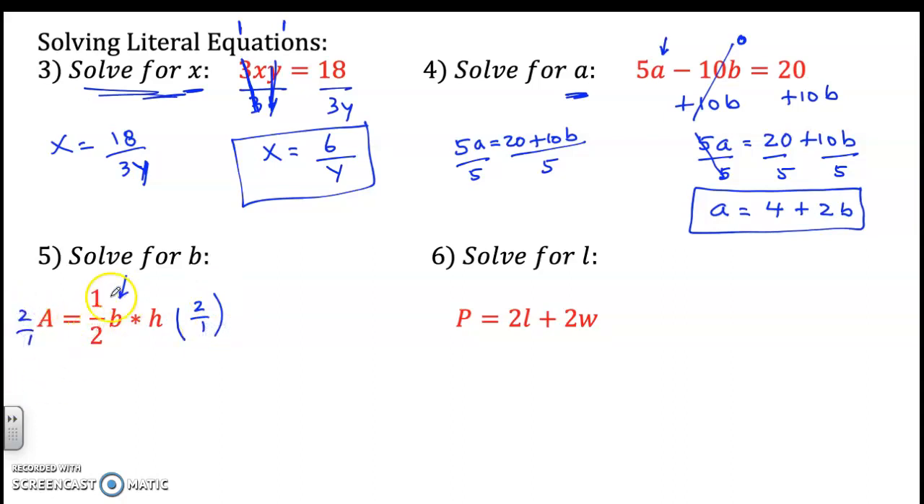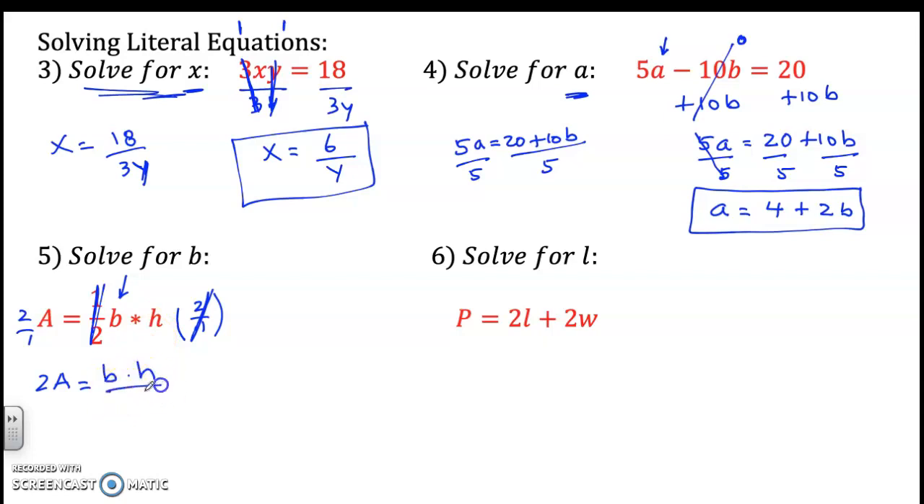The 1/2 cancels the 2 over 1. And now on the other side I have 2 times a divided by 1. Do I need to divide it by 1? No, you don't. And now I have 2a equals base times height. What about now? I have to leave the b by itself. So I gotta cancel the h.